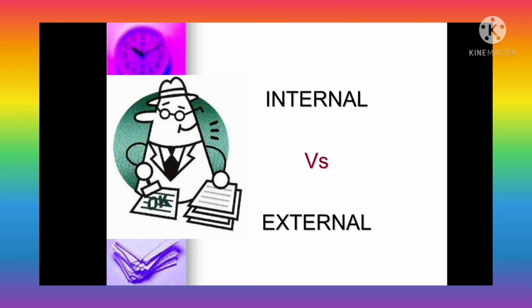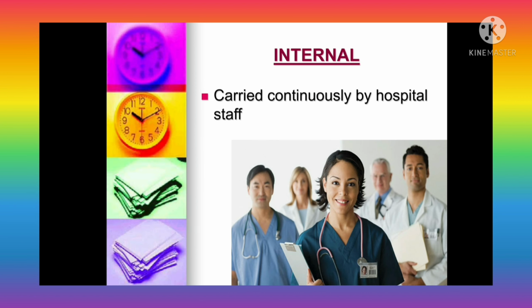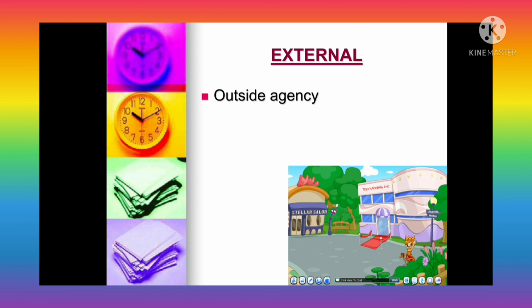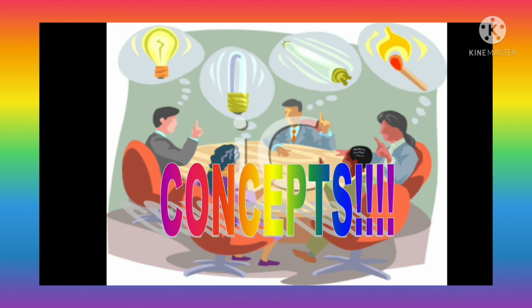Then another classification is according to the agency who are carrying out the audit, internal versus external. Internal means it is carried out continuously by the hospital's internal staff. They are selecting them and training them, and there are norms and standards for auditing. Then external means an outside agency comes and conducts the periodical audit. After the internal audit, there may be other persons or agencies coming for the external audit.